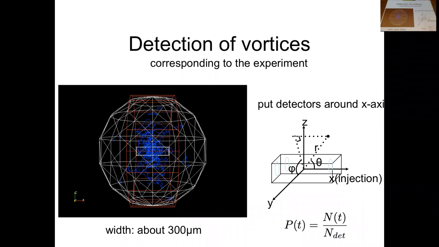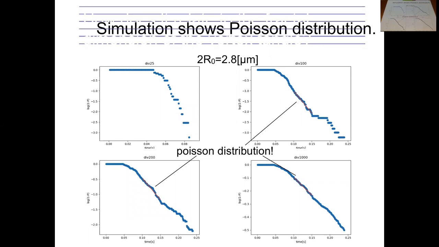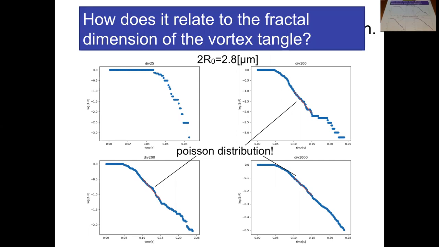We monitor what kind of vortex rings appear as a function of direction. Depending on the situation, we obtained some Poisson distribution like this. And we'd like to relate this Poisson distribution to the fractal dimension of the vortex tangle.